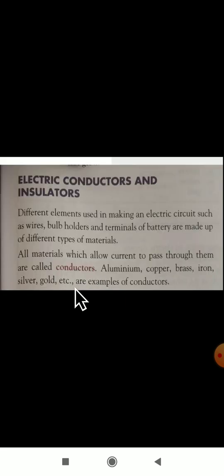Next we will see about conductors and insulators. You know very well about conductors and insulators. All materials which allow current to pass through them are called conductors, like aluminium, copper, brass, iron, silver, gold. These are examples of conductors. These will allow the current to pass.